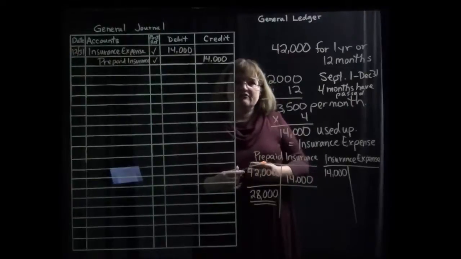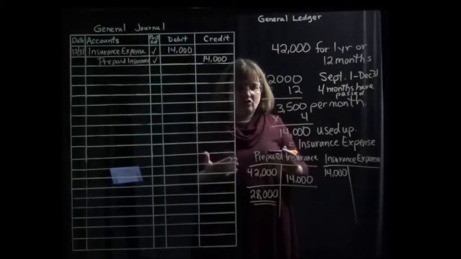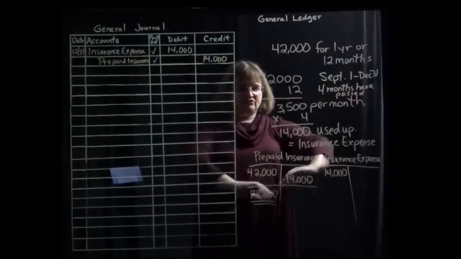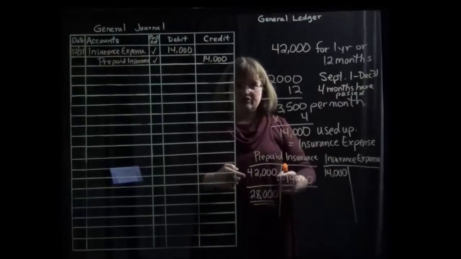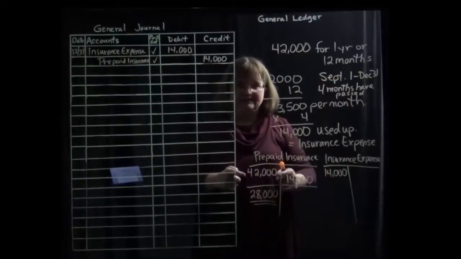And so then they're looking to have you say things like, oh, if we neglected to make that entry, then instead of showing $28,000 as our prepaid insurance balance, we would be showing $42,000 as our prepaid insurance balance. That means we would be overstating our assets. In other words, we would be showing an asset value that's too high.